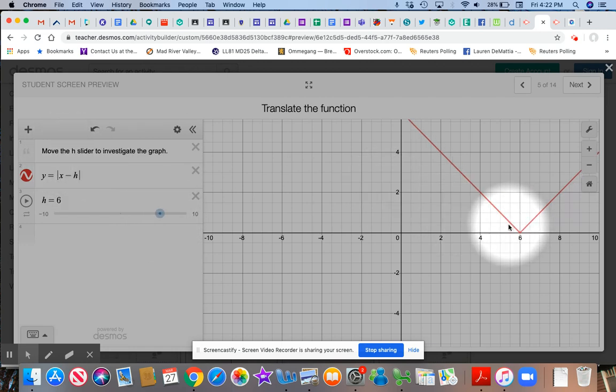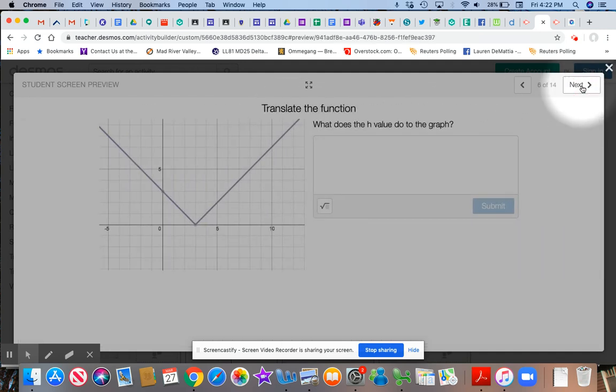So that's actually the opposite of what you'd expect, right? You think if it's positive, it goes to the right, and if it's negative, it goes to the left. But this actually works the opposite way. So h, which is the number inside the absolute value, being added or subtracted from x, tells you whether to go left or right. All right, and what is the h value in this graph?